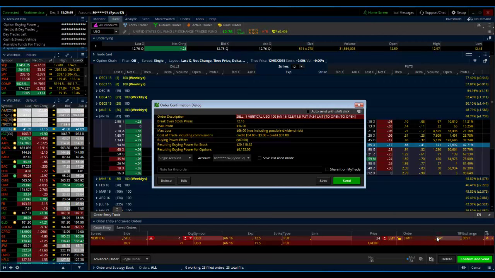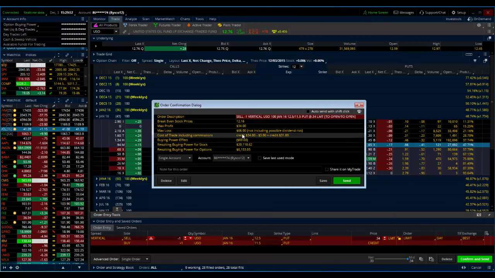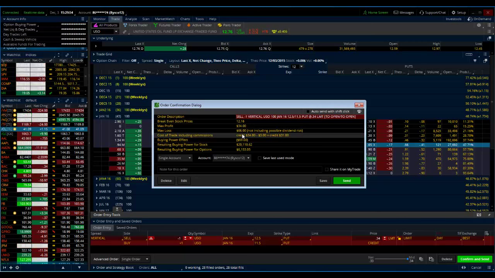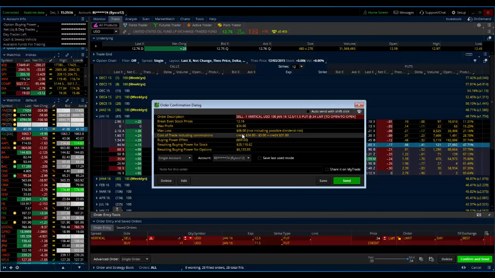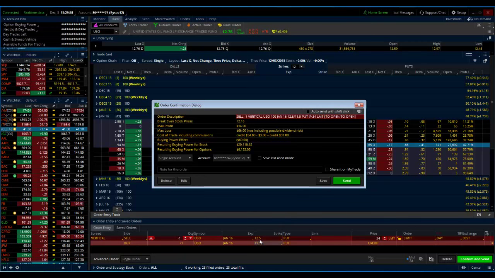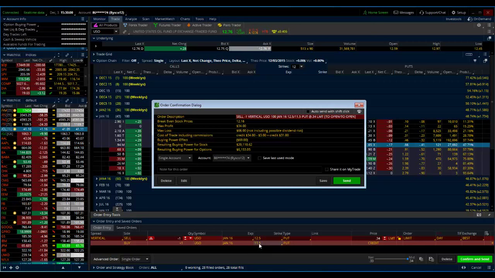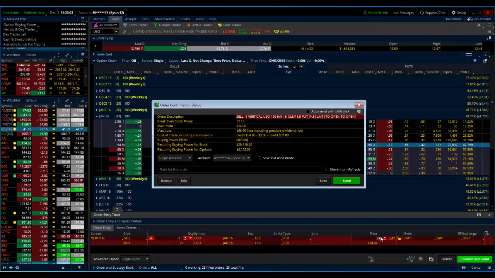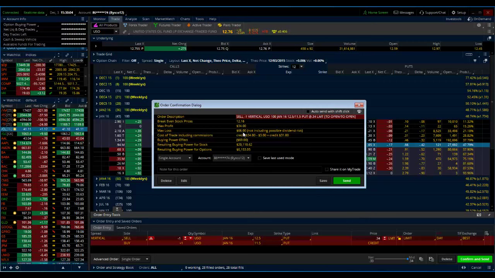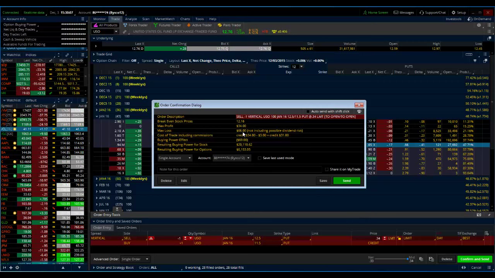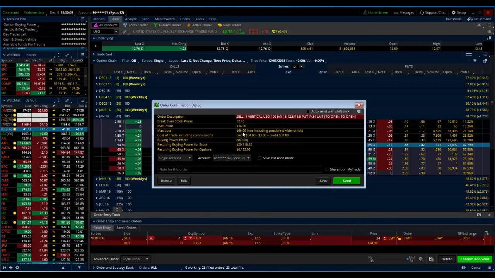The great part about this trade, it's only tying up $66 of capital. That's calculated by taking the difference between the strikes here. There's a dollar-wide difference between 12.5 and 11.5, and we're subtracting our 34-cent credit. That gives us our maximum loss. So we're tying up 66 bucks of capital here.